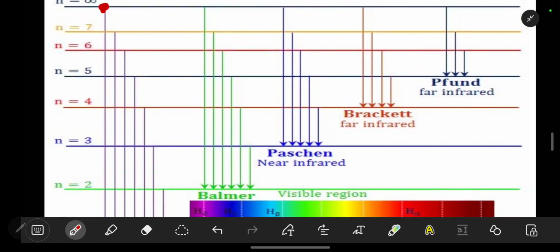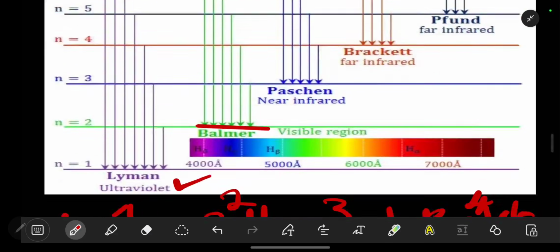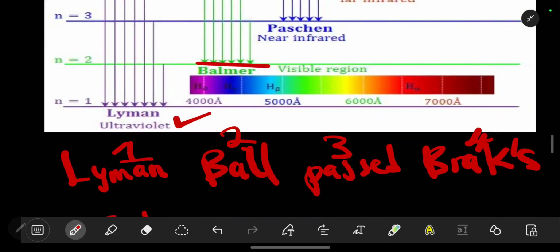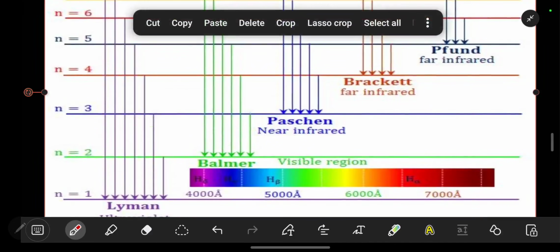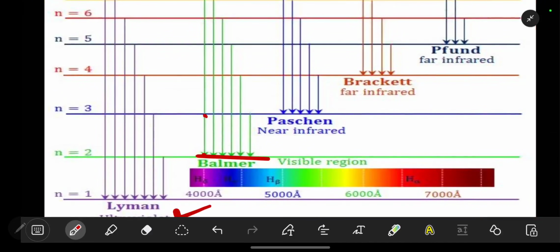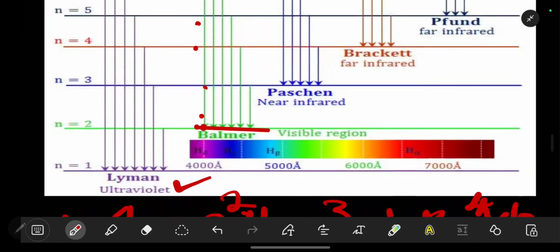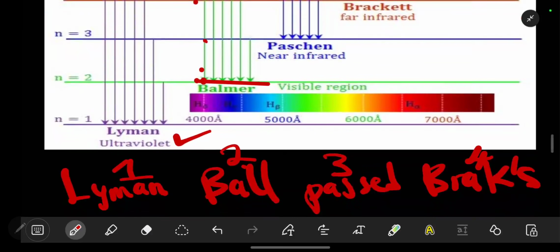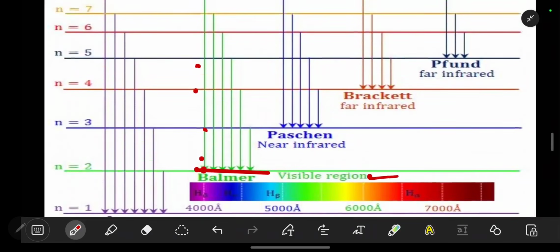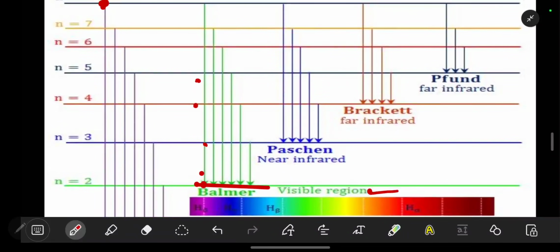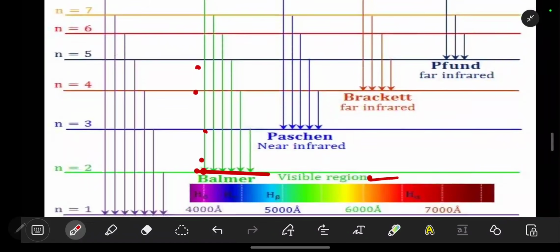Then we have the Balmer series. As long as we have the Balmer series, it is the second. So the drop, wherever it was, might be from the third energy level to the second, fourth to the second, fifth to the second, sixth. As long as we have that, it is the Balmer series, and the Balmer series is responsible for producing the visible type of light. Then the last are the infrared type of radiation.